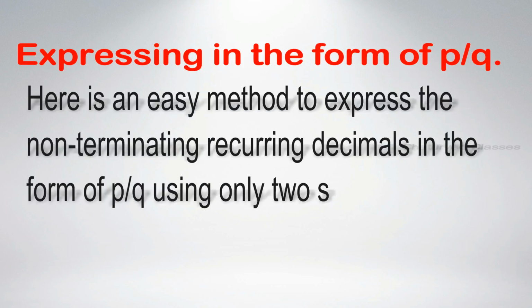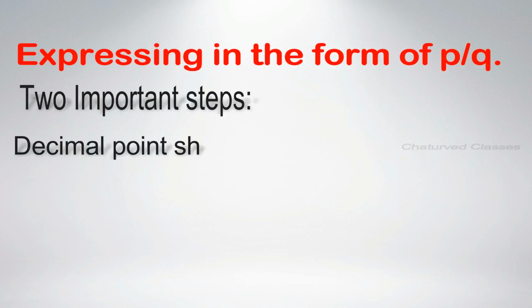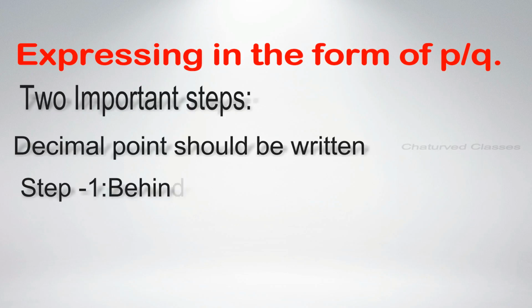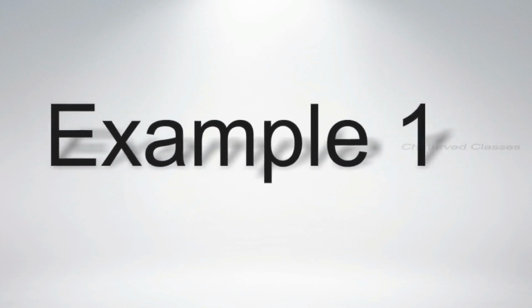Welcome to the new concept of math: expressing decimal numbers in the form of p by q, using only two important steps. In step 1, the decimal point should be written behind the bar; in step 2, after the bar. Come, let us begin the chapter with example 1.